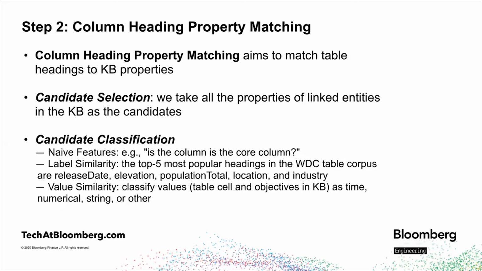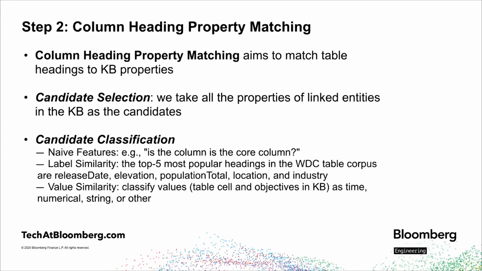It's because the top 5 most popular headings in one public table corpus are release date, elevation, population total, location, and industrial. Even for the top 10, we can easily find the corresponding predicates for most of the headings in, for example, Wikipedia. This is the idea why we decided to use label similarity.